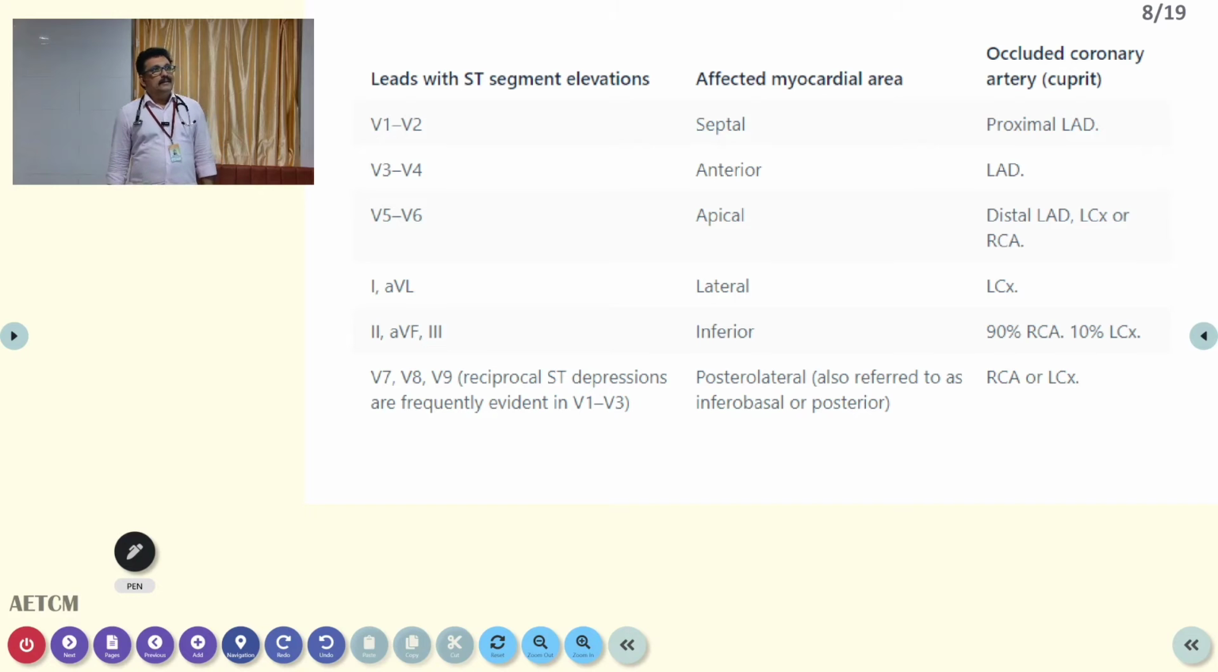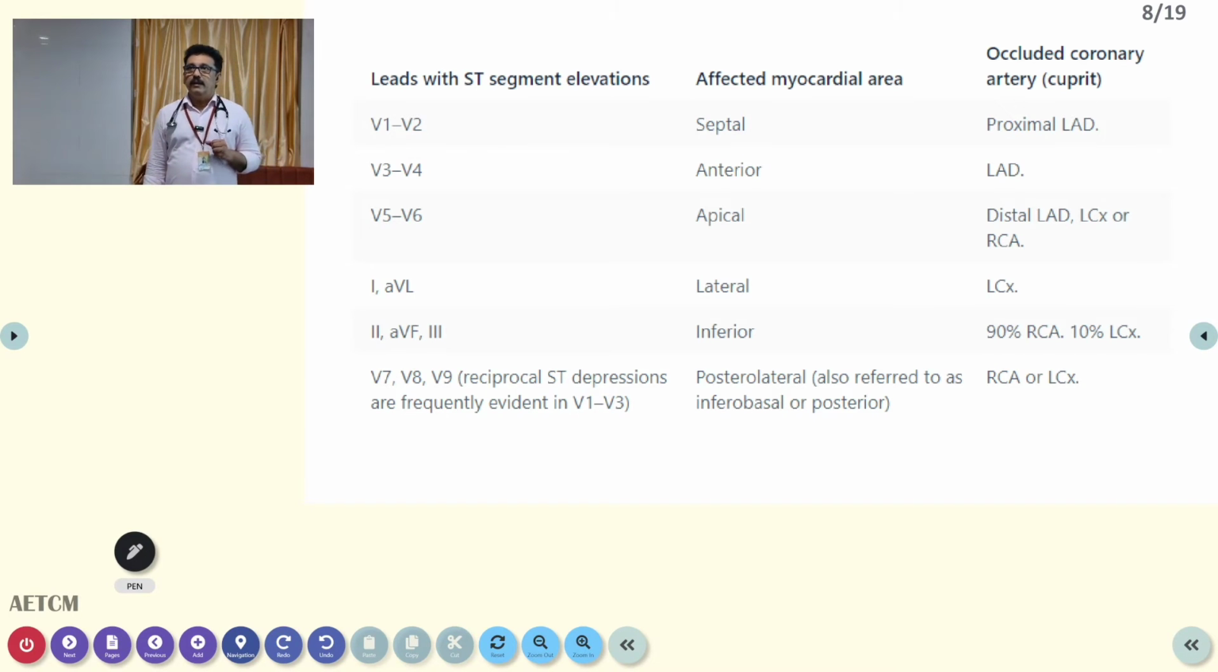Now, depending on the lead changes in the ECG, like ST segment elevation in V1, V2, it is due to septal involvement. The artery involved is proximal LAD. V3, V4, it is anterior leads. The artery involved is LAD. V5, V6, the apical area of myocardium is infarcted. Distal LAD and RCA is involved.